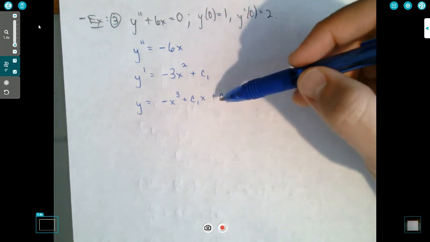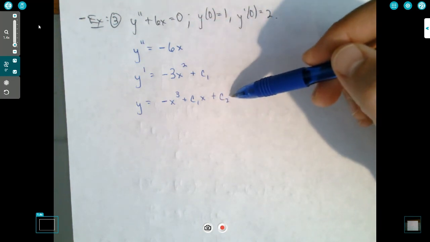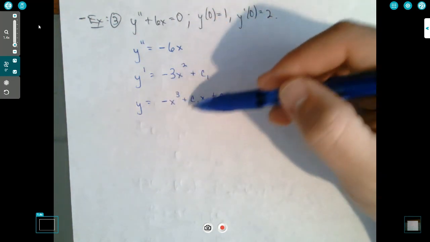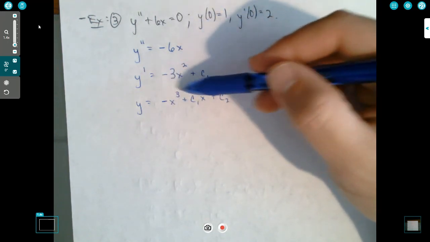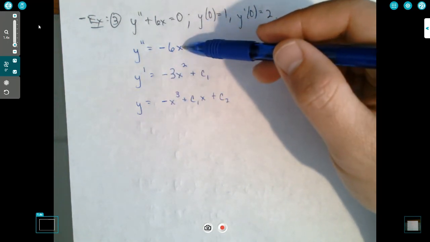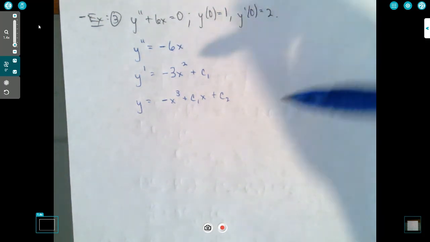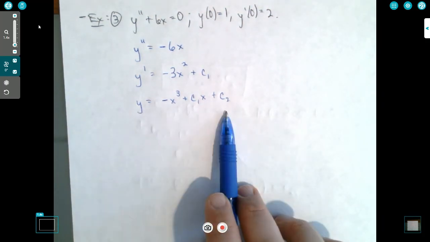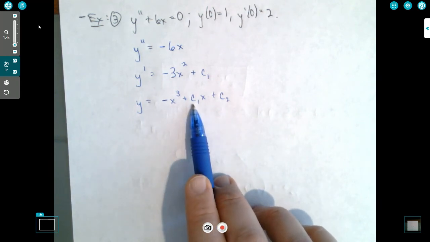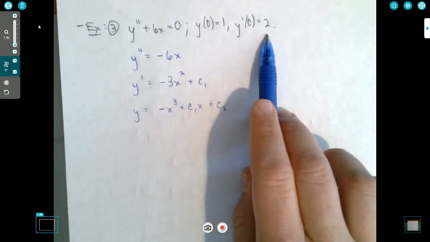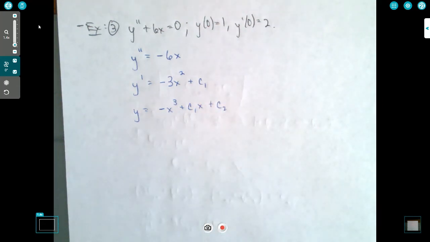So now you can check your work by going backwards. If I differentiate here, I'm going to get negative 3x squared plus c1. And then if I differentiate again, I'm going to get negative 6x, right? Which is exactly what I want. So this must be the general solution. The only thing I need to do is solve for the values of C1 and C2, and that's where these initial conditions are going to come into play.